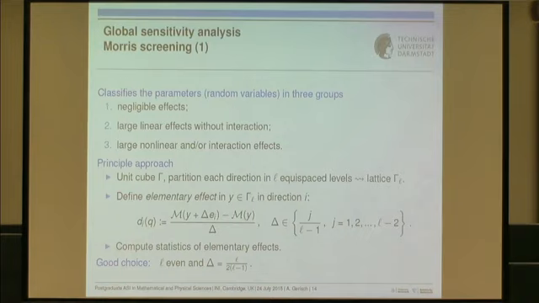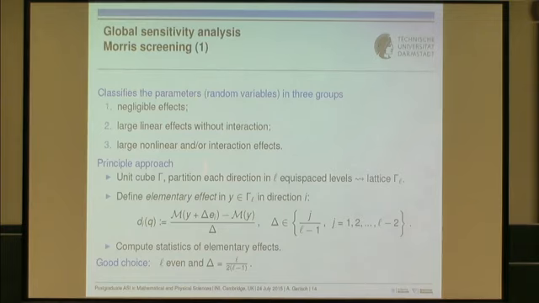There are parameters which have large linear effects and they do not depend on each other. So a change of one parameter does not affect how another parameter influences the system. Or in the third case, we have large non-linear or interaction effects with other parameters. And I guess these are the most interesting parameters in the model, because it's difficult to predict what they do.